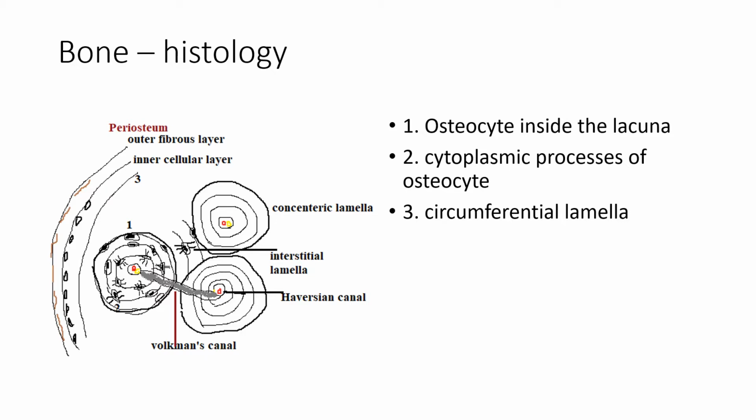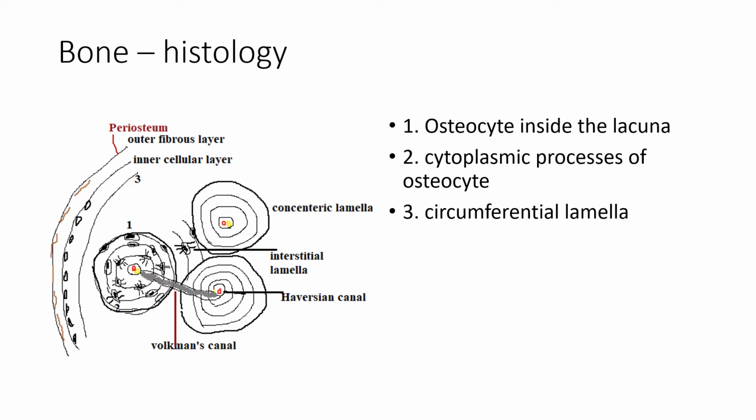Okay, the outer layer is the periosteum. I have drawn the periosteum, and the outer one is the outer fibrous layer that contains type 1 collagen fibers, and the inner cellular layer contains osteoblasts. The third one is the outer circumferential lamellae, and here inside you will be having the concentric lamellae. You can see the concentric lamellae.